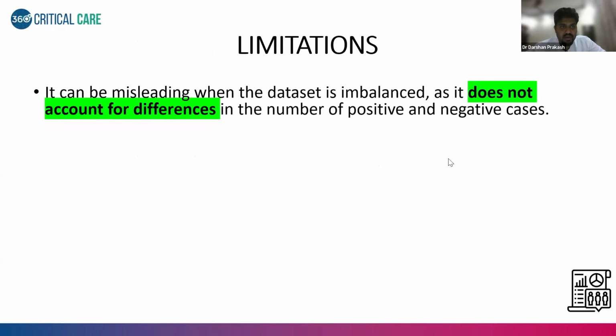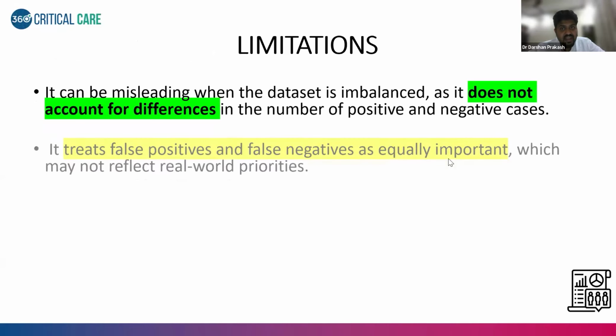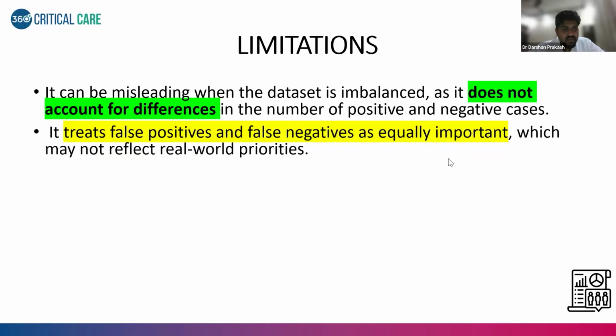Okay, so what are the limitations? I actually spoke to you about this earlier. It does not account for the differences in the number of positive and negative cases. You just have to feed in the number of cases. It takes it, that's it. It doesn't matter if the positives are more on one side and the negatives are fewer on the other side. It doesn't account for those differences. It treats false positives and false negatives equally. In simple terms, this might not be a real world scenario.